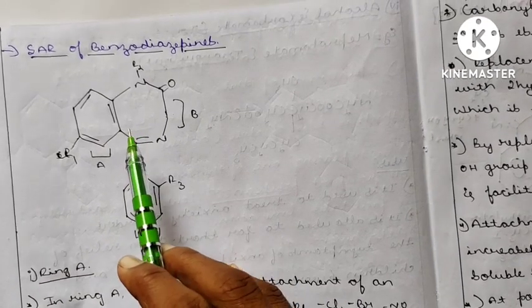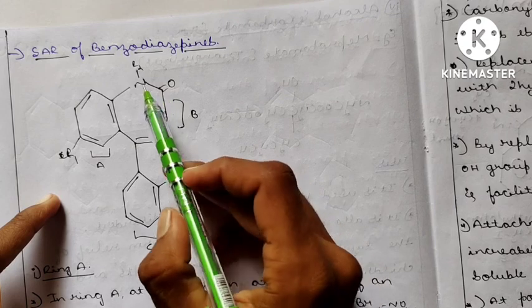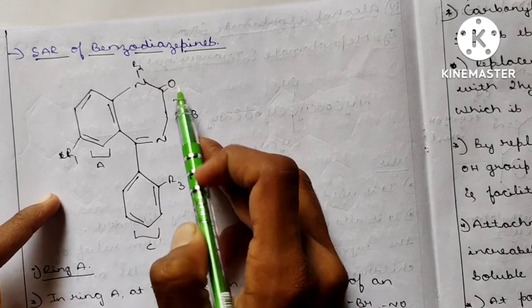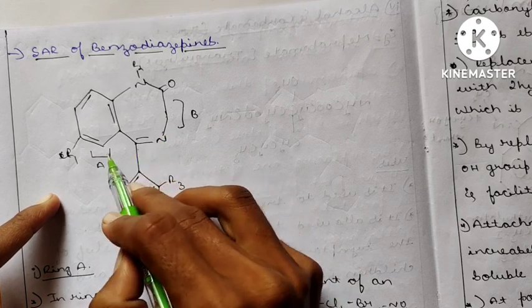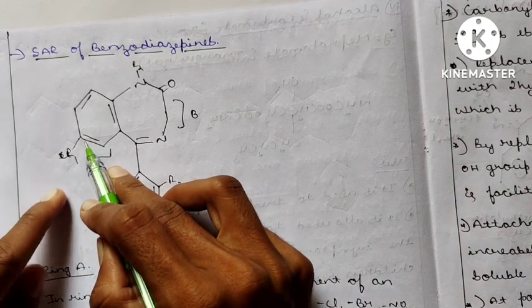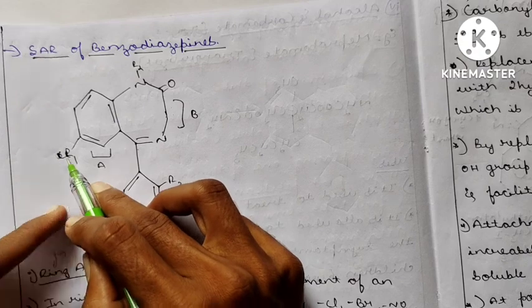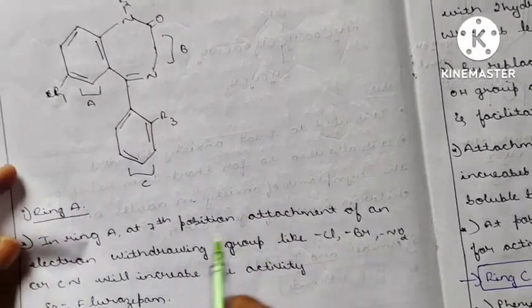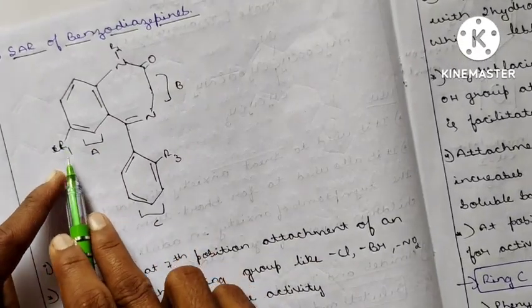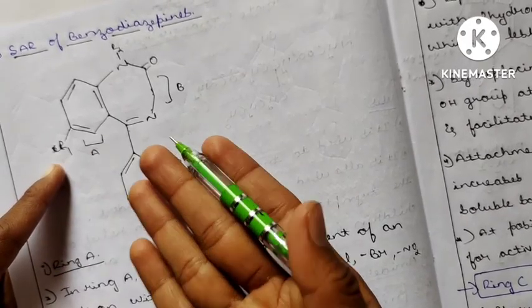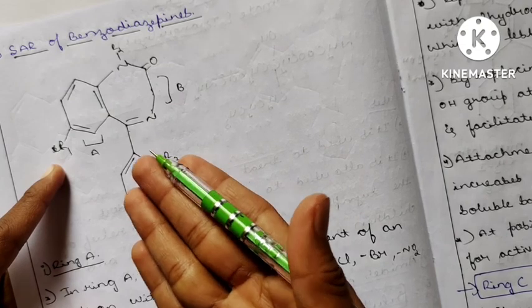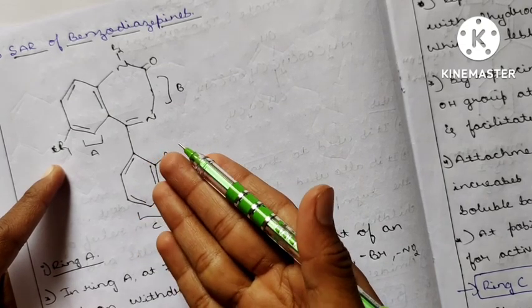Very simple. The 7th position. What is the 7th position here? Numbering from here: 1, 2, 3, 4, 5, 6, 7. At the 7th position, if you add chlorine, bromine, nitrogen or cyanide, what happens? Automatically the activity of these benzodiazepines increases. The potent action of these benzodiazepines increases.